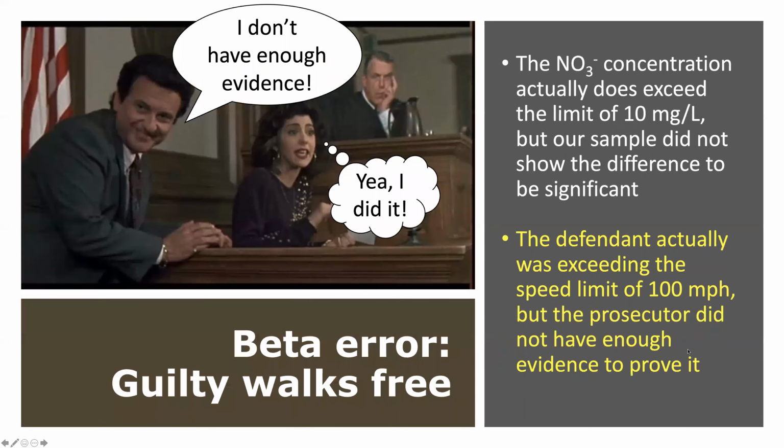The beta error is where a guilty person walks free. So here in our engineering situation, the nitrate concentration actually does exceed the limit of 10 milligrams per liter, but our sample did not show the difference to be significant. And that might have been because we didn't have enough evidence. The sample size was not large enough. We didn't collect enough samples. And the analogy in the courtroom is that the defendant was actually exceeding the speed limit, but the prosecutor did not have enough evidence to prove it.